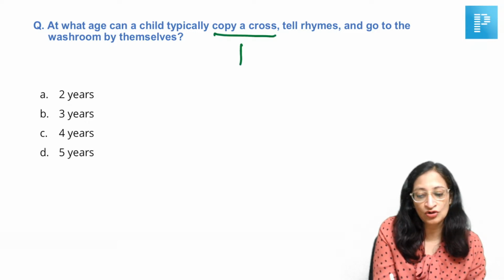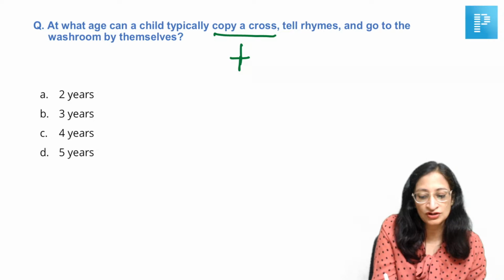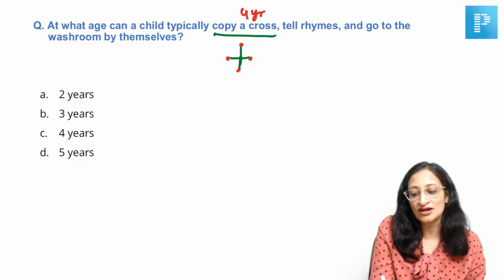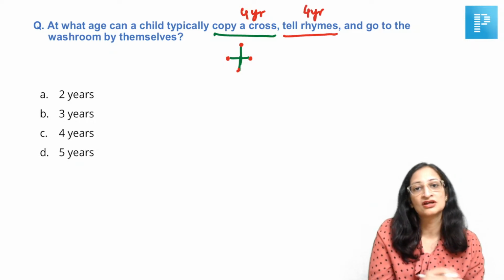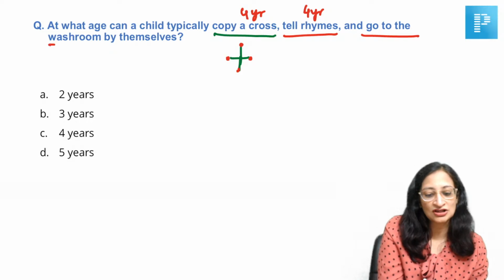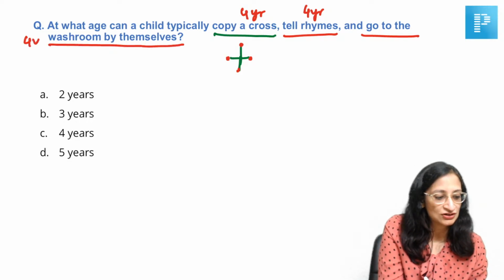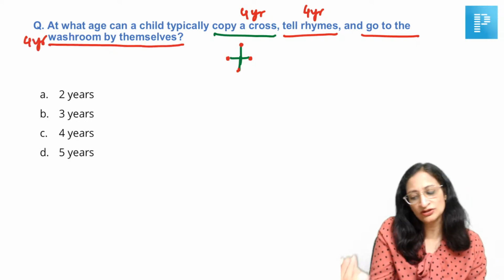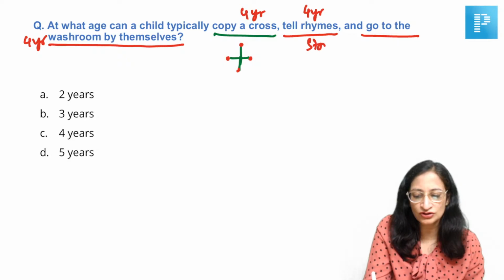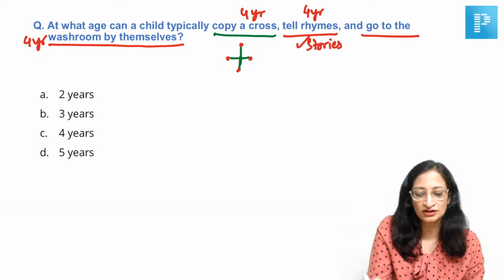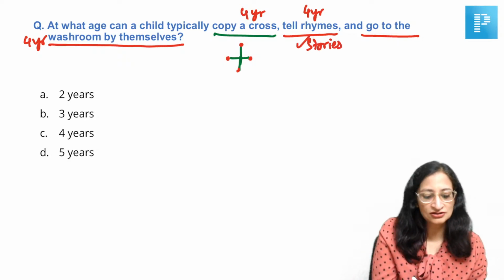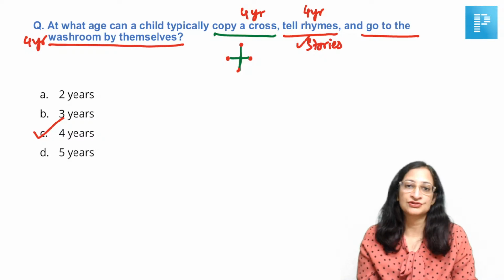So copying a cross, so this is a cross. A cross has got what? 4 vertices, 1 2 3 4. So copies a cross or rectangle, we know, at 4 years, right? A child is able to tell a rhyme, a story or a song again at 4 years, and goes to the washroom by themselves again by around 4 years of age, right? So telling stories, if it is there, then also it will remain as 4 years. So the best answer out of the given options is 4 years.